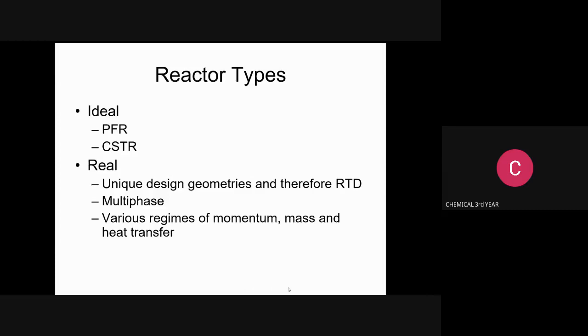Just for a recall, in this slide we saw what the reactor types are, what is meant by real and what is meant by ideal. The ideal reactor types are PFR, plug flow reactor, and CSTR, continuous stirred tank reactor. And in the introduction, what are the things we have to study for the reactor design?